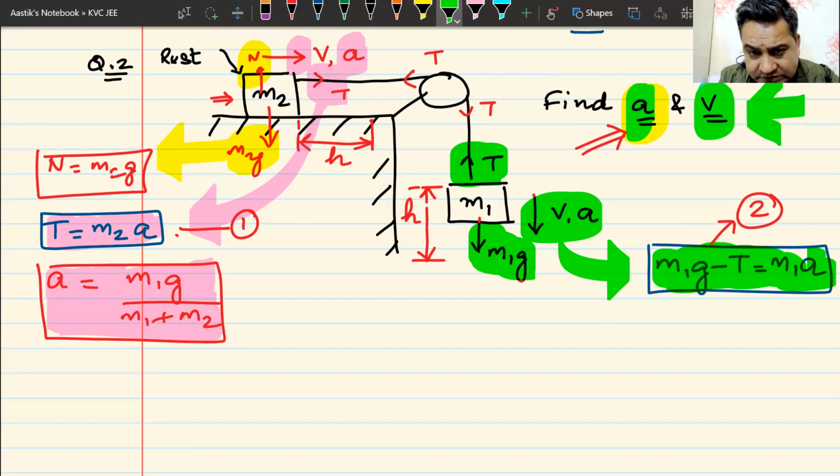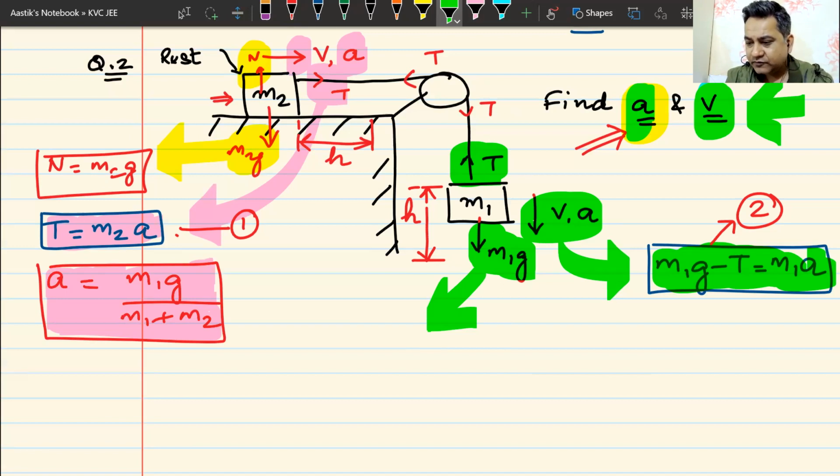How will I find out the velocity? First, we have to understand velocities of both the blocks would be the same. If it does not happen, the string will break or it will become loose. I've told you that is not going to happen. So velocities of both the blocks will be the same. Now let me think about just one block. Let us forget the other block. Whatever happens with this block, the same thing happens with the other block.